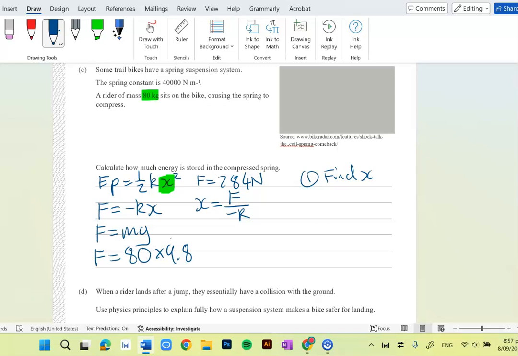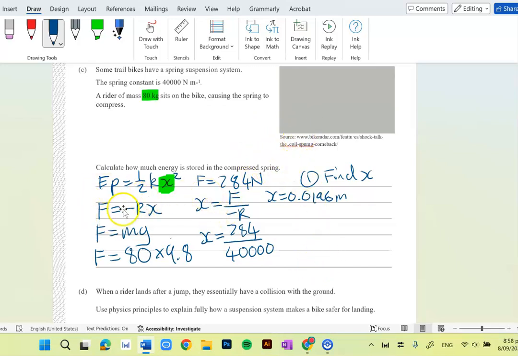So that negative is in the equation, but it's not actually a negative when we put it in our calculator. It's just part of the equation. So when we put in the numbers, don't put in negative 40,000, just put in 40,000. If you put that into your calculator, you should get 0.0196 meters, because x is the displacement in meters.